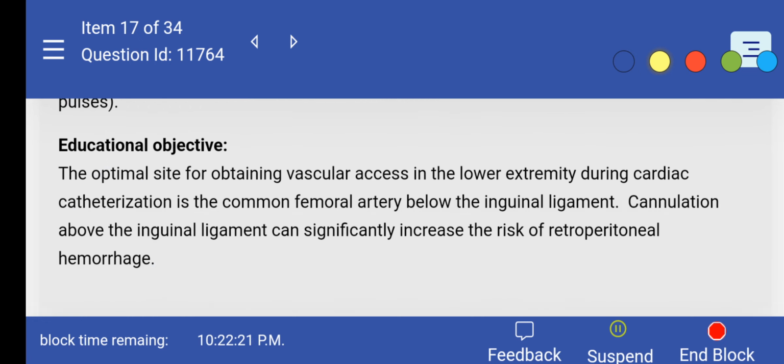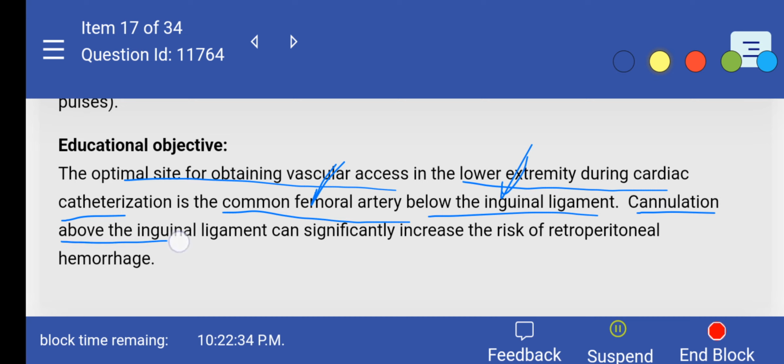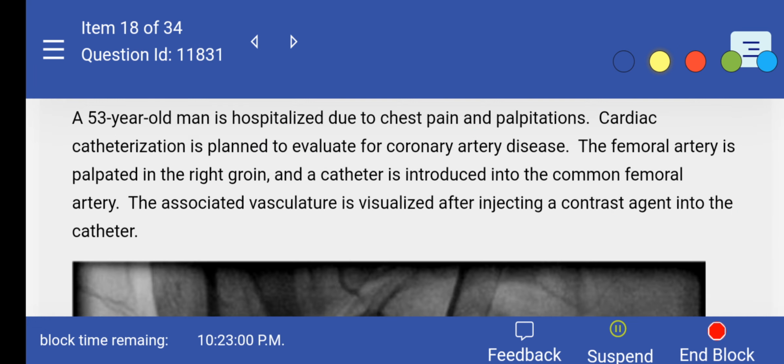The optimal site for obtaining vascular access in the lower extremity during cardiac catheterization is the common femoral artery, below the inguinal ligament, not above, right? Cannulation above the inguinal ligament can significantly increase the risk of retroperitoneal hemorrhage. This is important. Moving to question number 18.